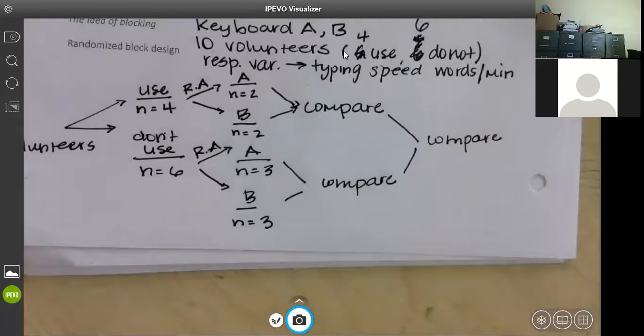You have keyboard A and keyboard B. You have smartphone users. You're going to look again at blocking them. And why did we block these? Tell me why we blocked them again. Because there would be a lot of variability.